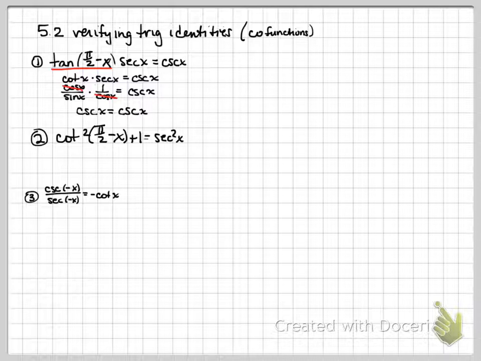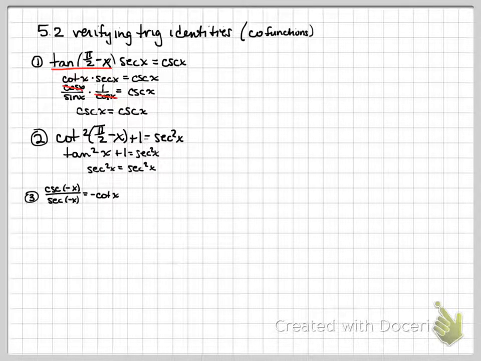Second one, same idea. I want the cotangent squared of pi over 2 minus x. The cofunction of cotangent is tangent, so that becomes tangent squared of x plus 1 equals secant squared x. Well, I know that tangent squared x plus 1, that's one of my identities. Hey, we're moving along pretty fast. And that is equal to secant squared, which is equal to what we're looking for.